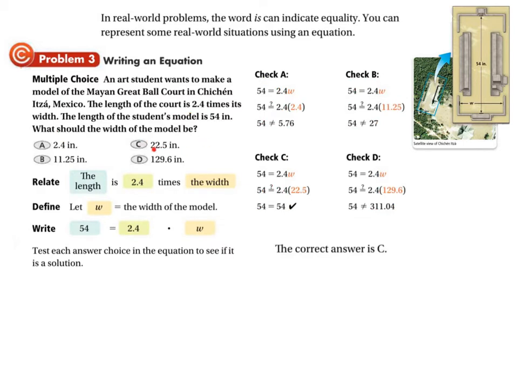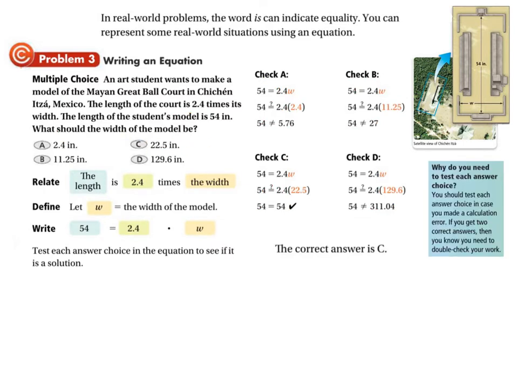And that's the gist of it, okay? Now, what does it say here? Why do you need to test each answer choice? Because you want to be sure that you've got the right one, and if you try out your numbers and you did it right, only one of them is going to work if there's only one answer. So if you get 2 correct answers or you don't get any correct answers, then you need to go back and check your work and see what you're doing wrong. Okay?